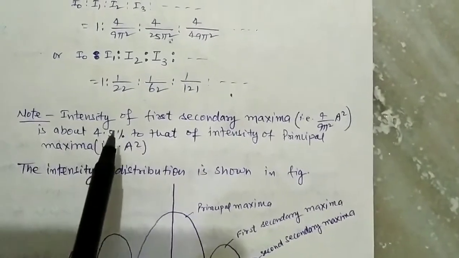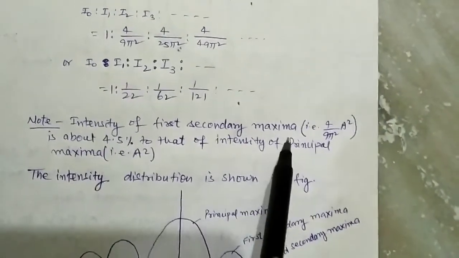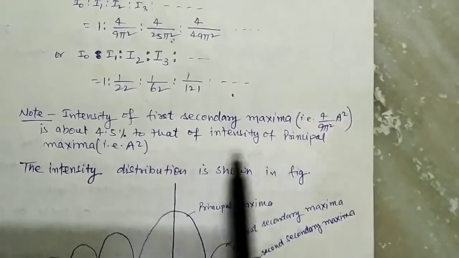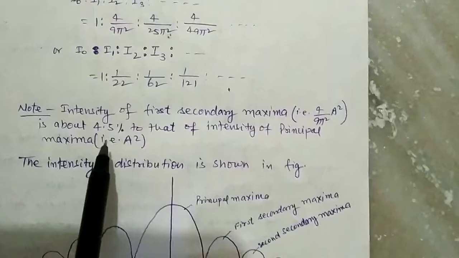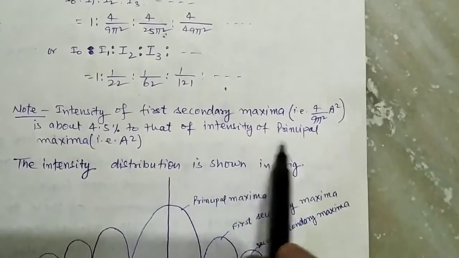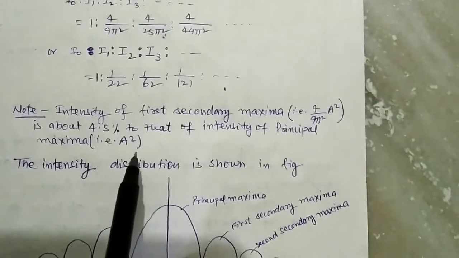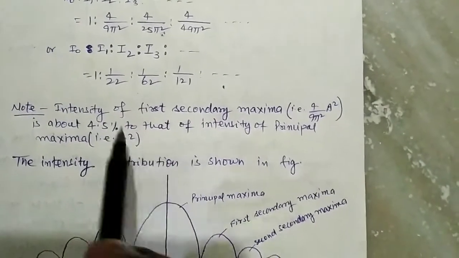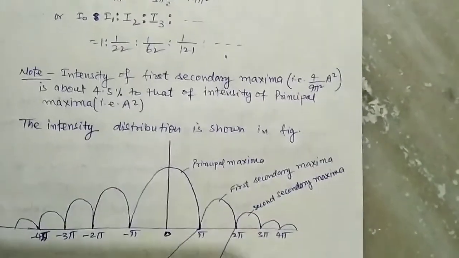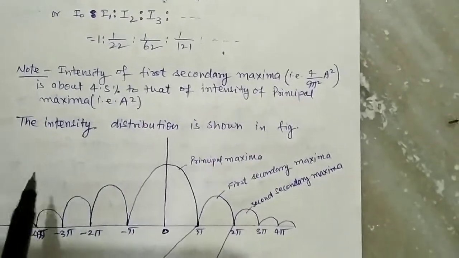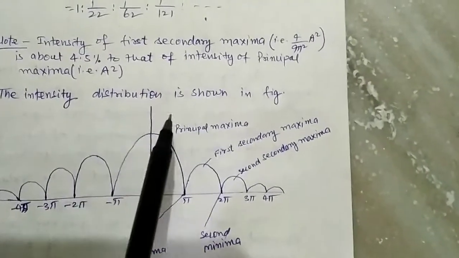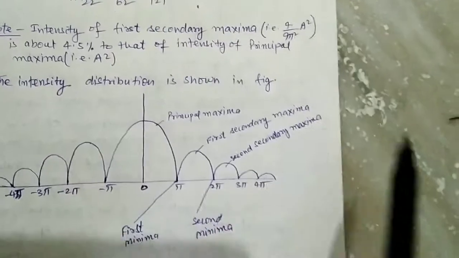Here we note the intensity of the first secondary maxima, that is 4 upon 9 pi square into a square, is about 4.5% of the intensity of the principal maxima, that is a square. This is a very important result which is being asked in the university examinations. Finally, we come to the distribution curve. The intensity distribution is shown in this figure.